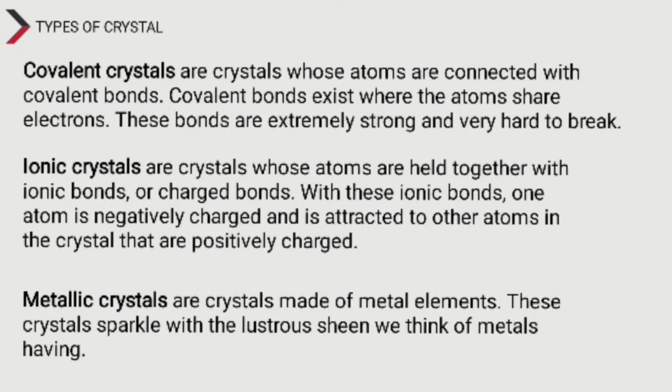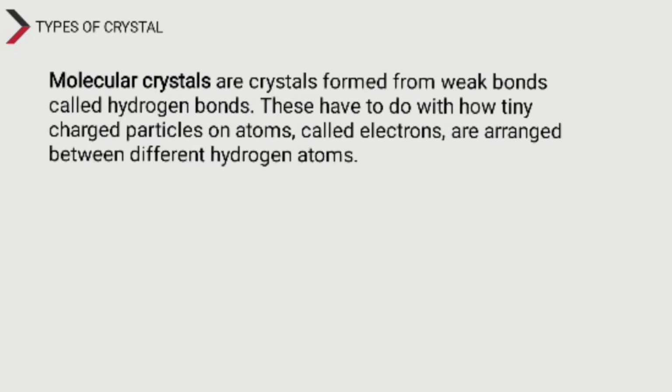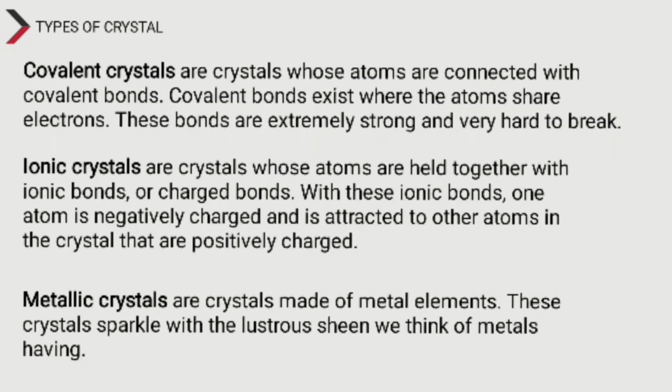So the next one is the types. What are the types of crystals? The types of crystals are covalent crystals, ionic crystals, metallic crystals, and molecular crystals. So what are covalent crystals? Covalent crystals are crystals whose atoms are connected with covalent bonds. Covalent bonds exist where the atoms share electrons. These bonds are extremely strong and very hard to break.